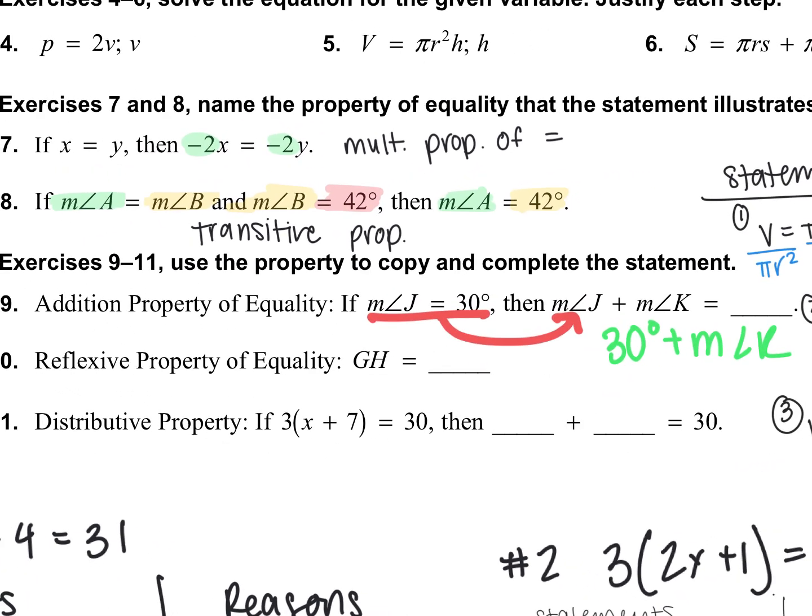All right, looking at number 10, it says reflexive property. Reflexive means what? Okay, keep in mind, reflect is similar to symmetric. Remember, it's flipped. So don't get that mixed up with symmetric. Symmetric means it's flipped, it's a reflection, but reflexive just means it's the exact same thing. Okay, GH is equal to GH.